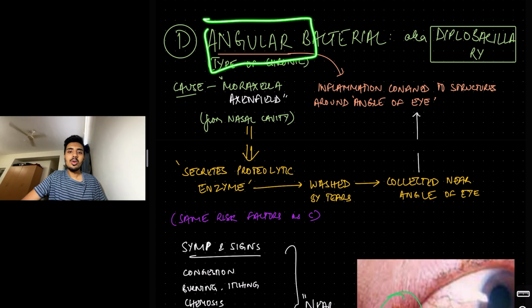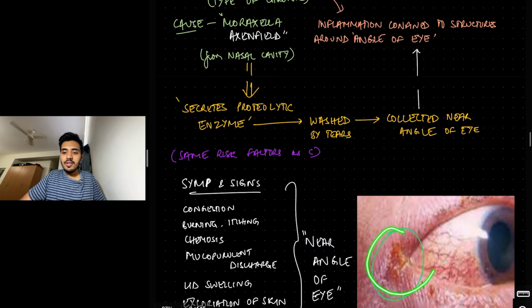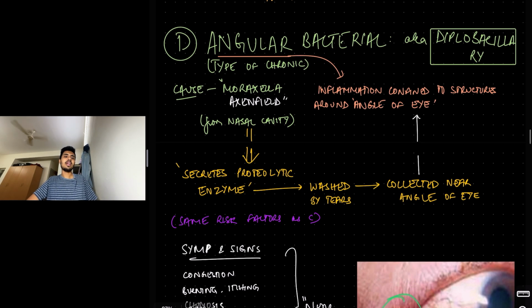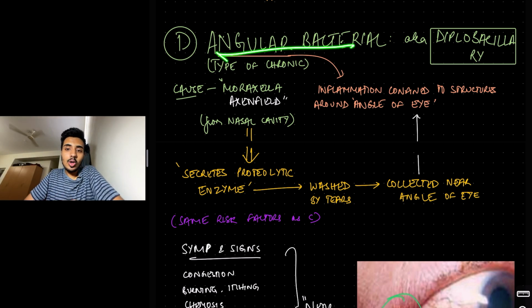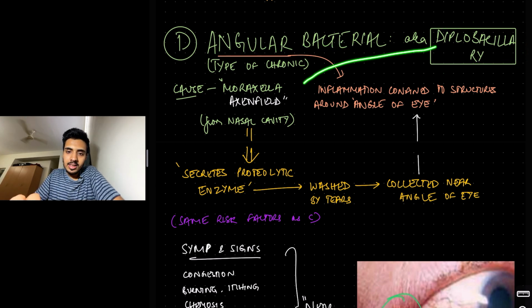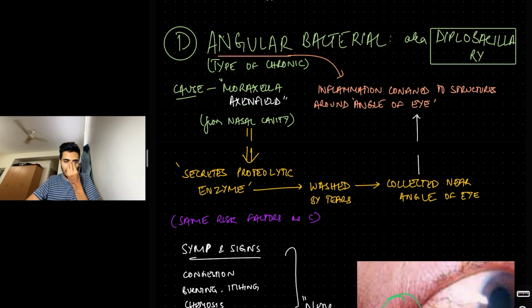Now, why is it known as angular bacterial conjunctivitis? Because all these inflammatory changes are confined to the angle of the eye. This is the angle of the eye, right? So they are confined to the angle of the eye. Angular bacterial conjunctivitis is also known as diplobacillary conjunctivitis. Why? Because diplobacilli are nothing but this organism known as Moraxella axenfeld. This Moraxella axenfeld comes from the nasal cavity.